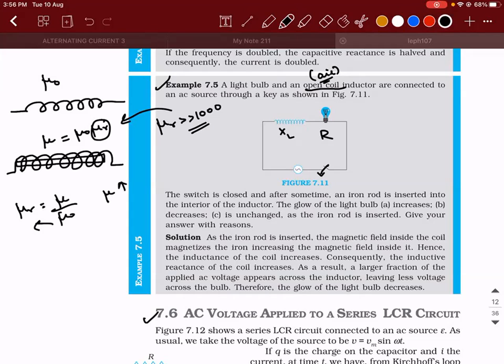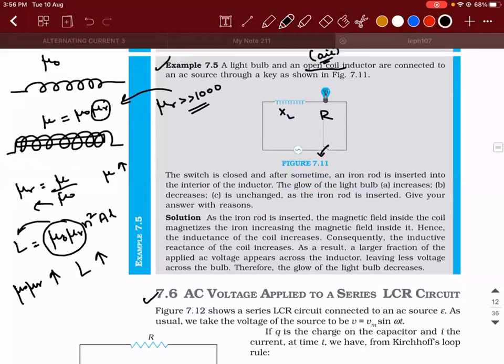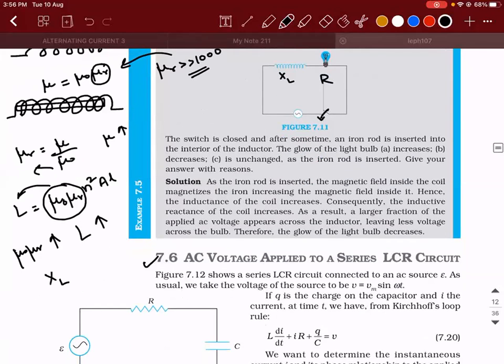Accepted? When mu is increasing, observe, there is a formula for inductance. L is equal to mu naught into mu r, n square A into L. I'm not sure if you guys remember this. This is the formula for self-inductance of a solenoid, right? So when mu naught into mu r is increasing, what will happen to the value of L? L will also increase.